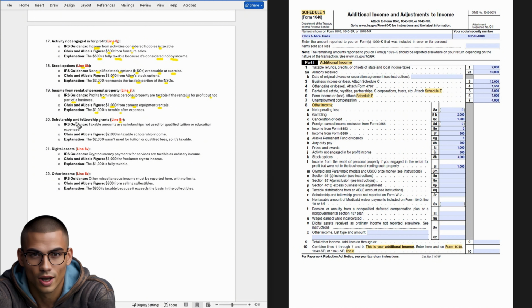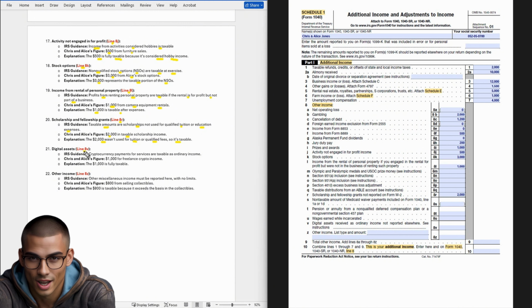Next, on line 8R, we have scholarships and fellowship grants. So taxable amounts are scholarships not used for qualified tuition or educational expenses. So if you get a scholarship and you don't use that money for books or proper educational expenses, then it would be taxable. So in Chris and Alice's case, $2,000 in taxable scholarship income. The $2,000 wasn't used for tuition or qualified fees, so it is taxable in this instance. So on line 8R, Chris and Alice would report $2,000.